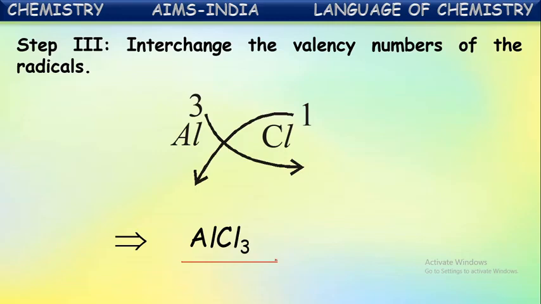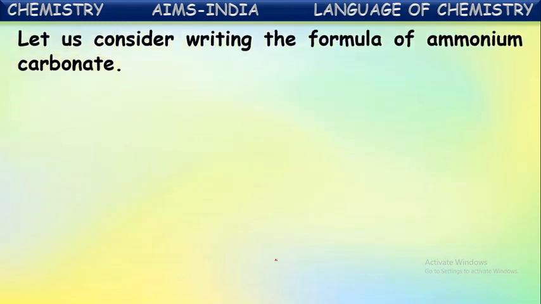Okay, let us see one more example. Let us practice one more example to make it clear. Let us consider writing the molecular formula for ammonium carbonate. Both are radicals here, meaning ions with more than one atom in their formulae. What is the formula of the ammonium ion? We know it is NH4 plus. What is the formula of the carbonate ion? Its formula is CO3 minus 2.